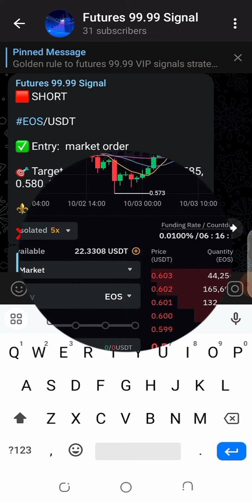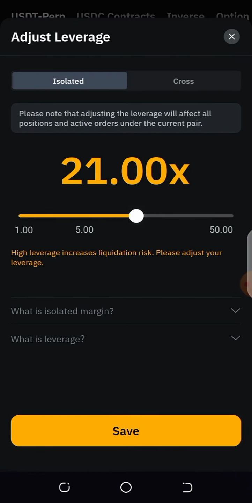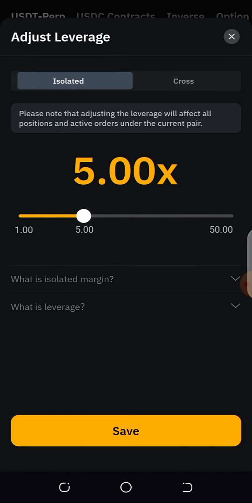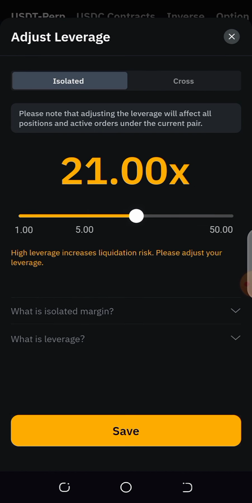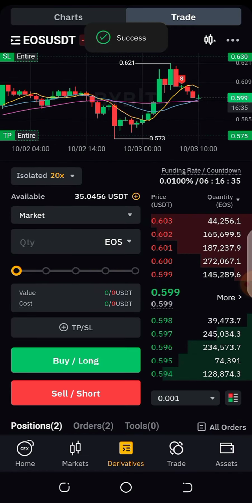So let's go back. I click on the leverage first and select it up to 20x. All right, and leave it at isolated margin, isolated, and put it up to 20x. So that is it, and then click on save. Then it is already on market position, remember.